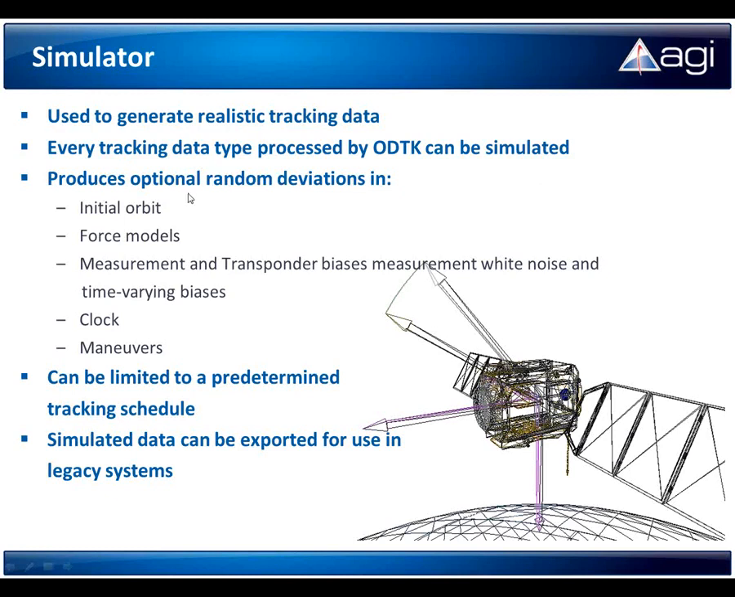So it will essentially calculate the truth range, let's use range as an example, between my satellite and the tracker as a function of time, but then it can produce random variations in that. It can produce variations to the orbit, to the force model parameters, or to the actual measurement itself as a function of the biases and the noise that you tell ODTK to expect for this tracker at this time. You can do variations in maneuvers.